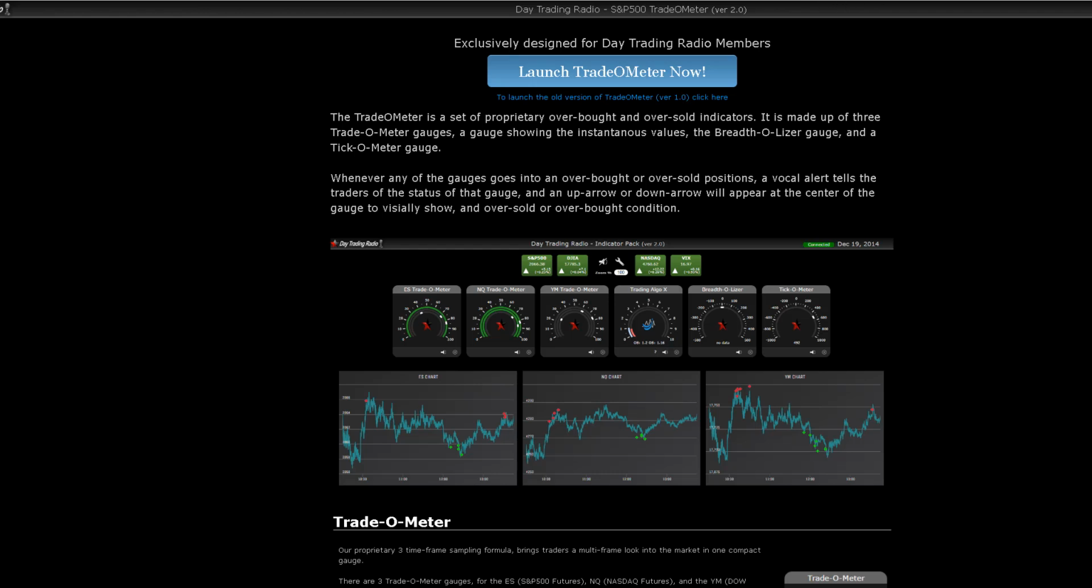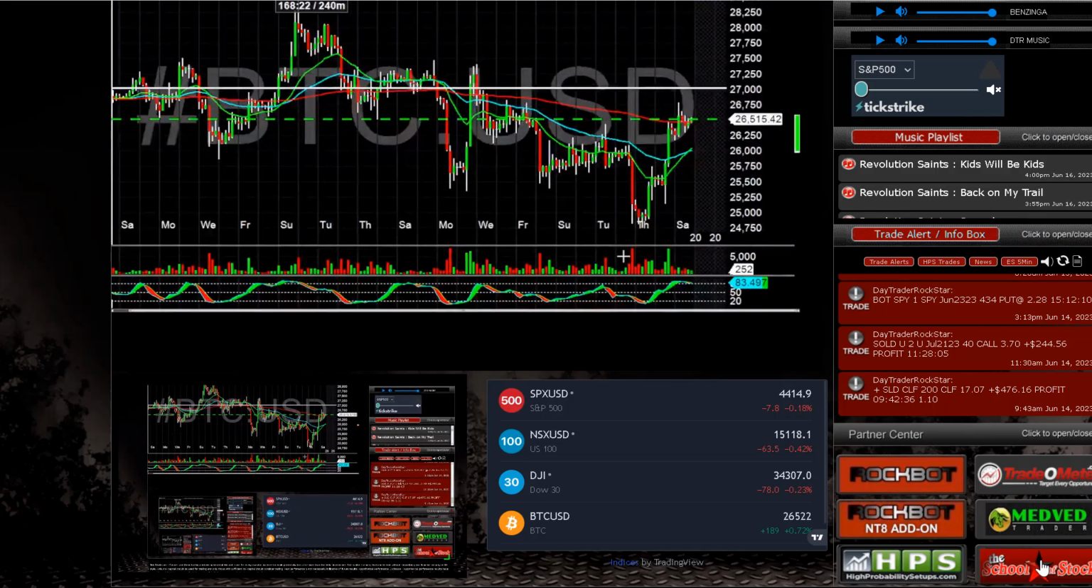Go back here to the dashboard. Now, if you go to the dashboard, down here in the lower right-hand corner, you're going to see the School of Stock. And this is really the only place to actually find the School of Stock. It's mostly for members of Day Trading Radio, like I said, or you can purchase it separately.